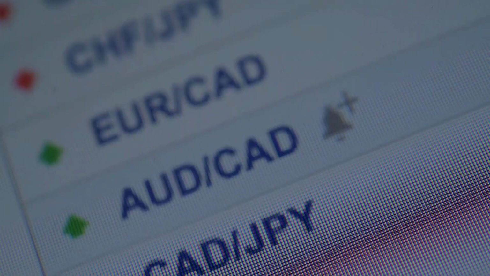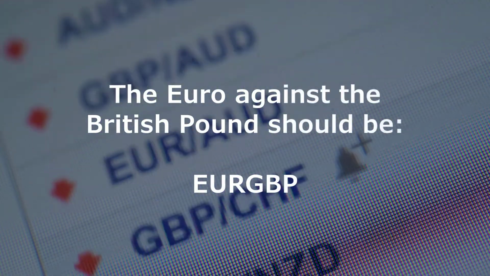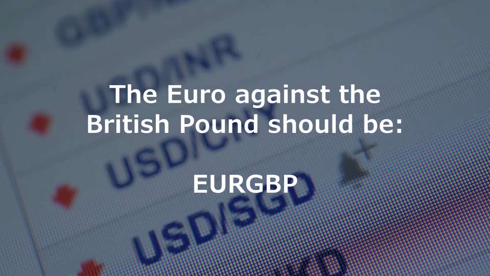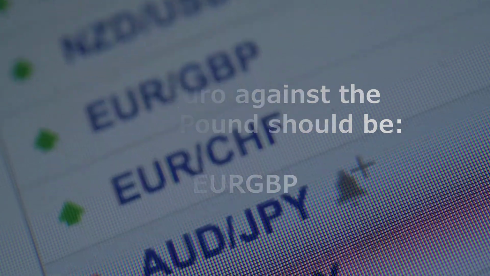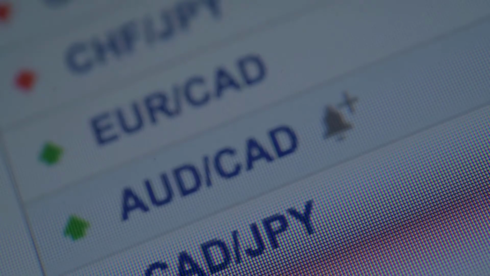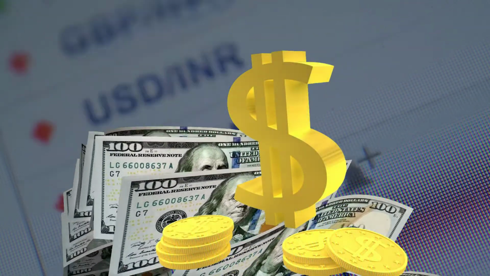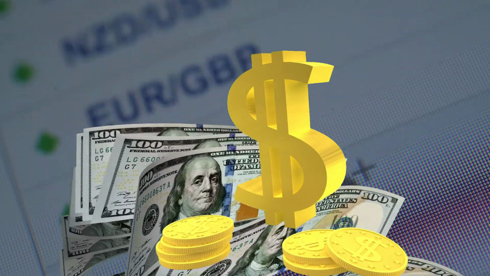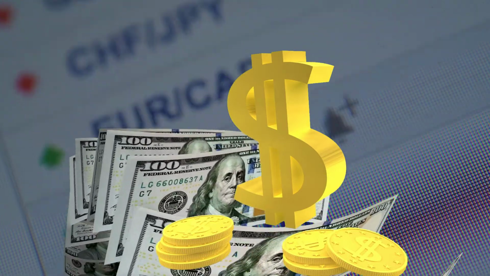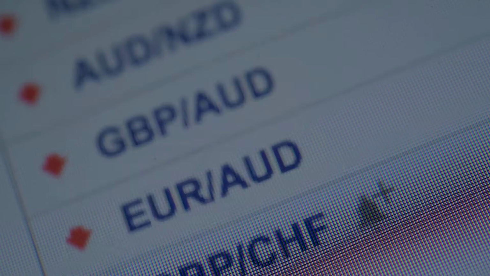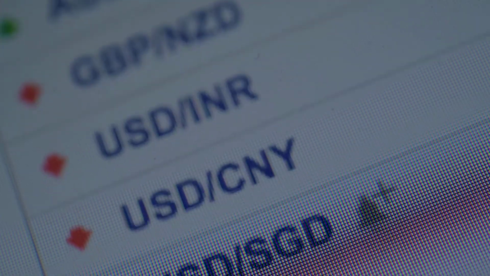So if we're looking at the euro against the pound, it should be always that way round: euro first, then the pound. But do remember, because the US dollar is the number one currency at the moment, that most currencies are quoted first against the US dollar. The exceptions, like we said, pound, Australian dollar, euro, New Zealand dollar.